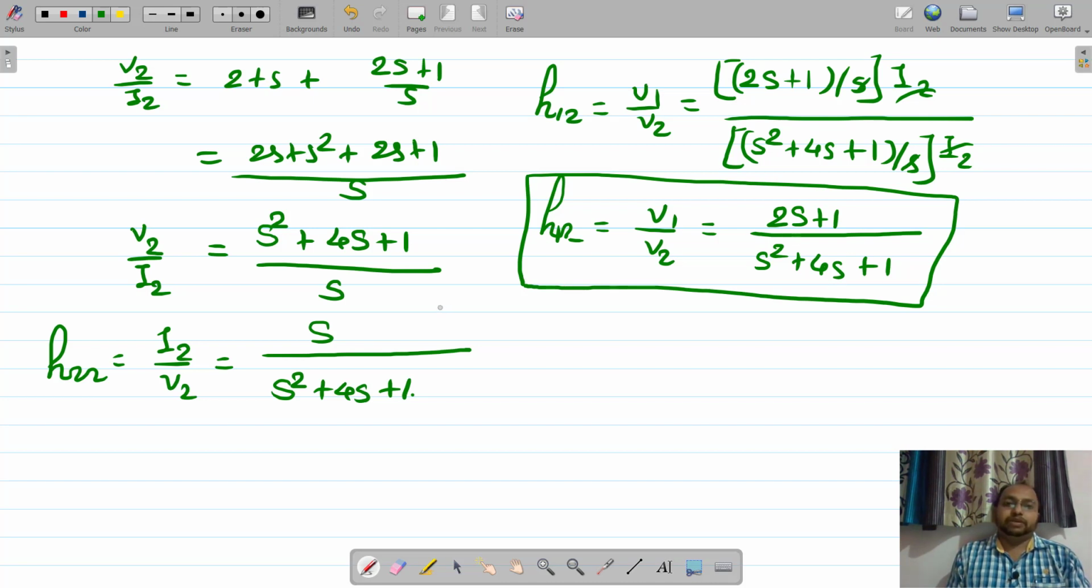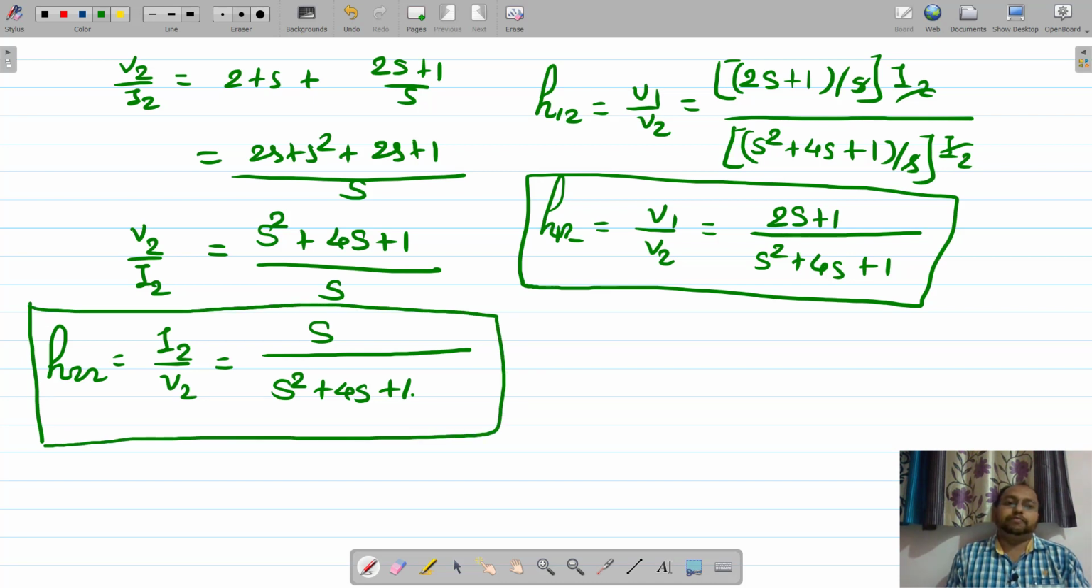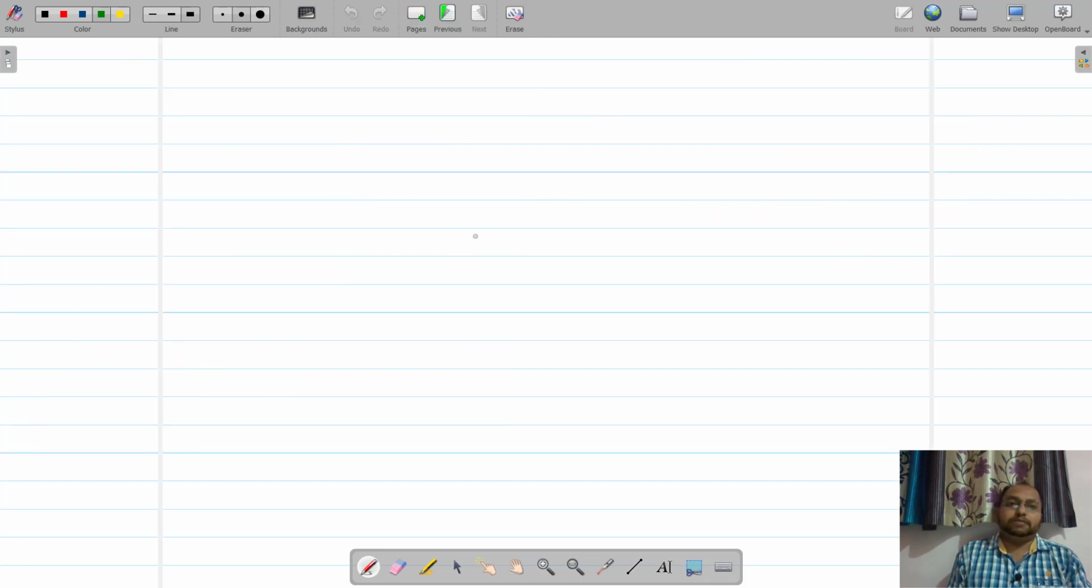Okay, so like that you can apply h parameters and you can find the different values or equations for h parameters. Okay, let us take one more example and then we'll move to ABCD parameters. So let us go for h parameter example number 2.